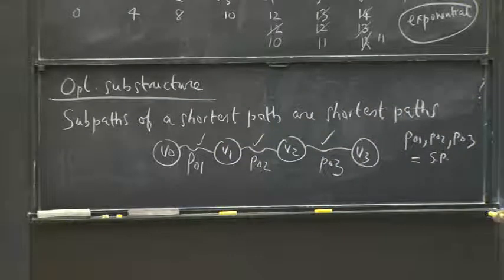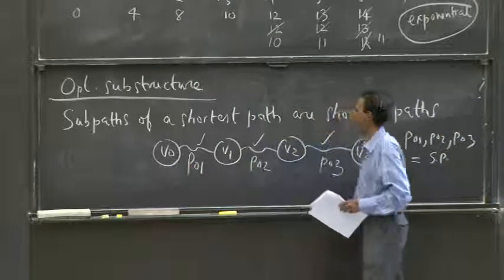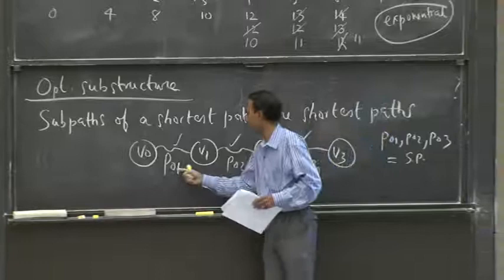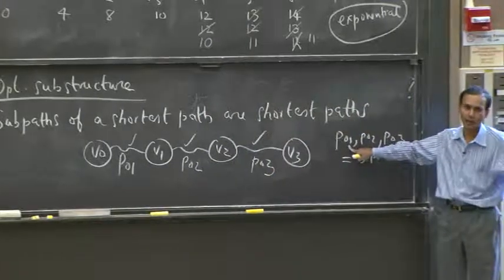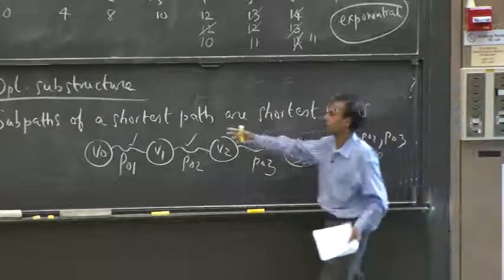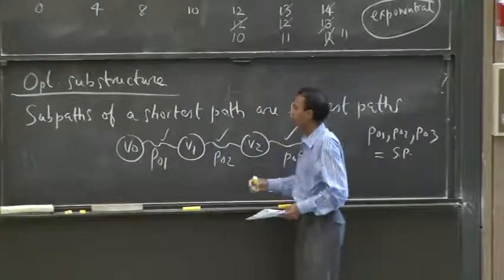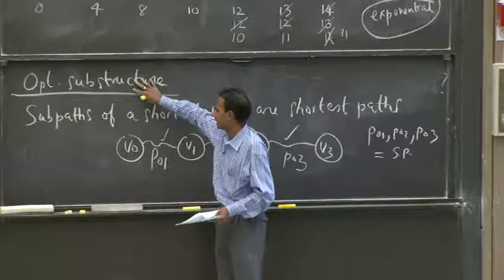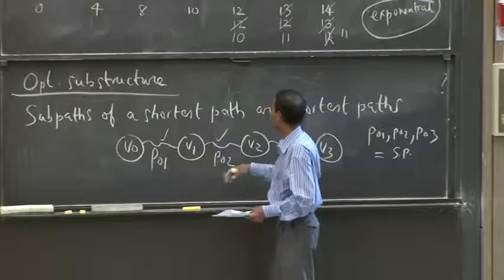And that makes sense because if in fact there was a better way of getting from V0 to V1 that was better than P01, why would you ever put P01 in here? You would use that better way, right? So very simple. That's what's called the optimum substructure property. And this notion of the triangle inequality is also related to that.